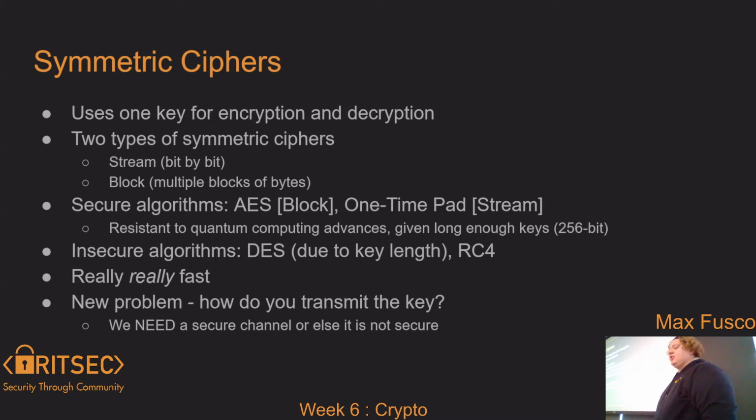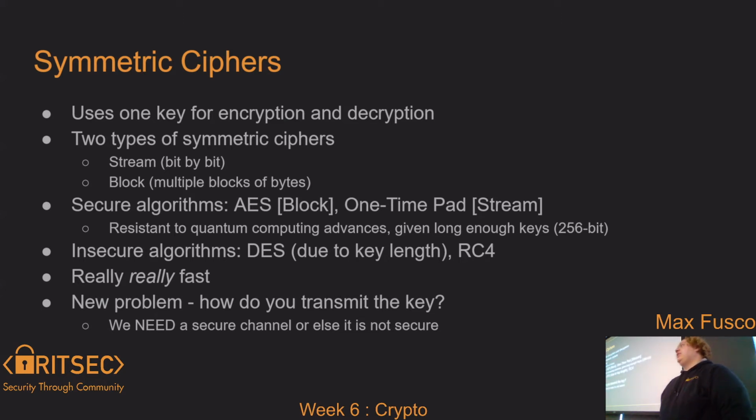Insecure algorithms, we have DES, and stuff like RC4, which is just insecure due to how it was built. DES was deemed insecure because of its key length of 56 bits, or an effective key length of 56 bits, which meant you could pretty much crack it with your phone.